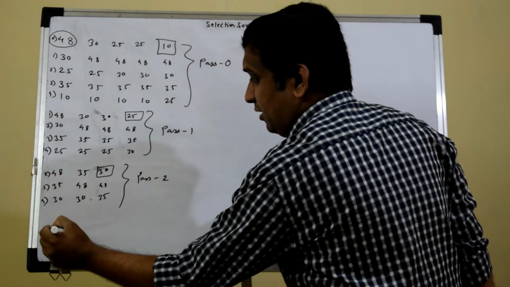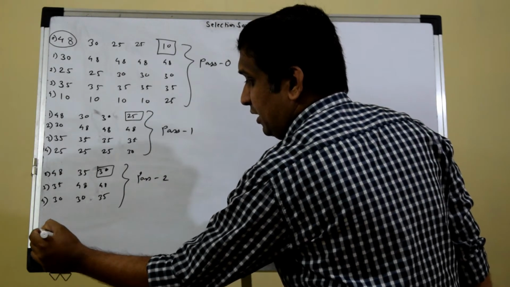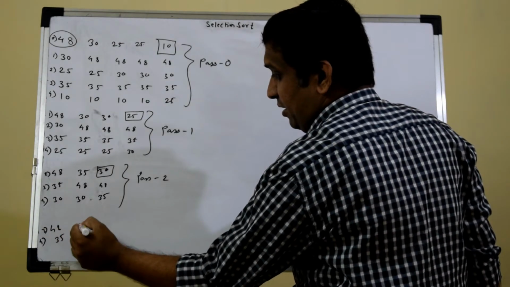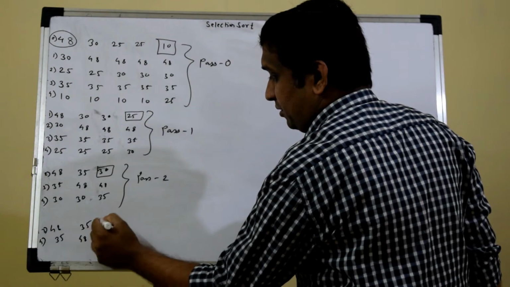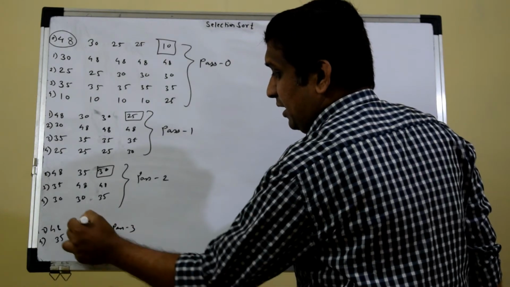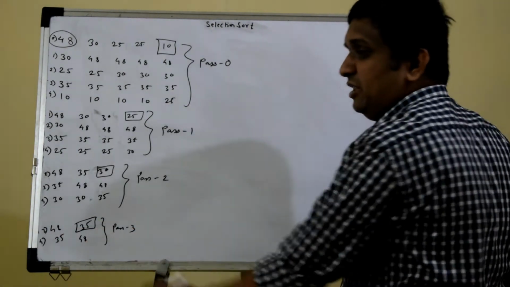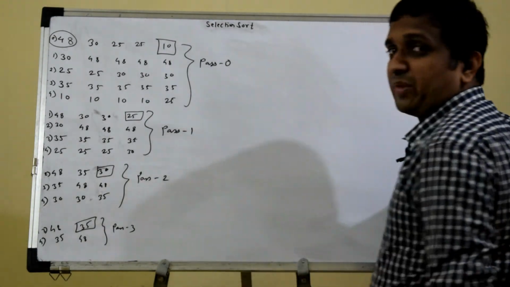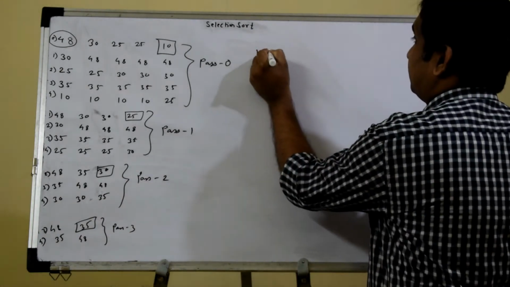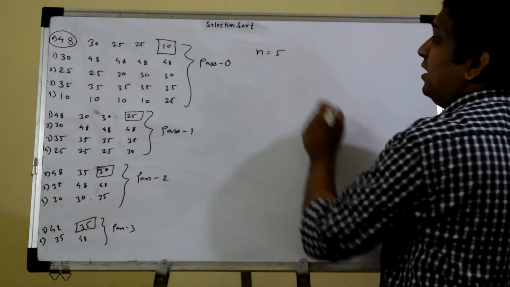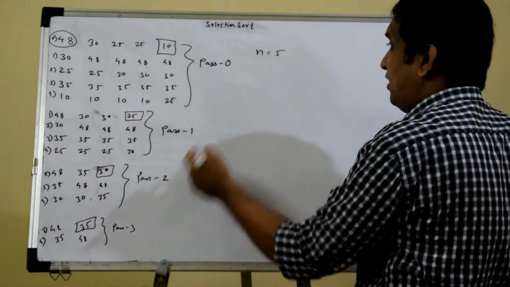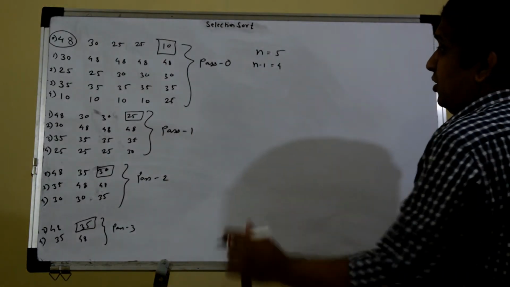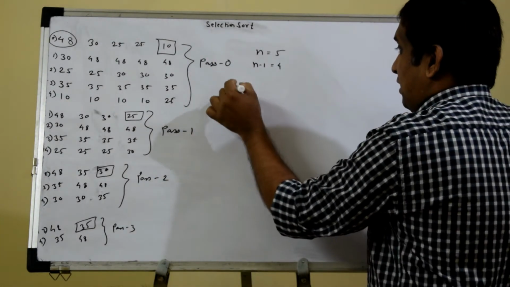Remaining elements are 48, 35. In terms of positions, they are third position element and fourth position element. Swapping will happen in the comparison, and at the end of pass 3 you will get the minimum element. Only one element is remaining, which is automatically sorted. So the number of passes we required is 4. Again, if number of elements is n, which is 5, then the maximum number of passes required is n minus 1. That means 4. So I will require 4 passes.